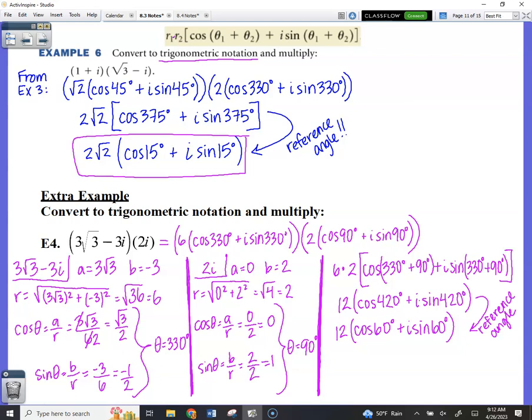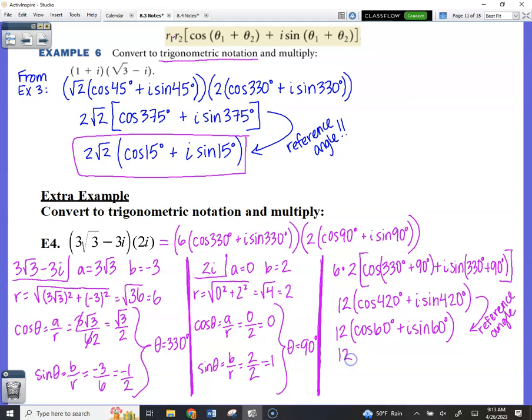Now, in the last problem when we got here, we were done because you don't have 15 degrees on your unit circle, right? So you were done. Do we have 60 on the unit circle? Yes. We're not done. We need to replace cosine 60 with the fraction, the x coordinate, and sine 60 with the y coordinate, and clean it up.